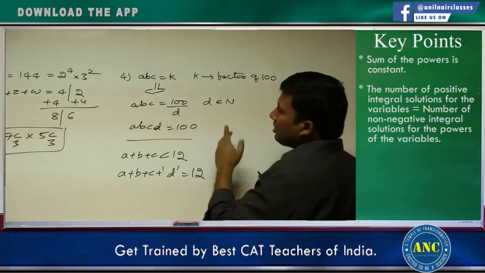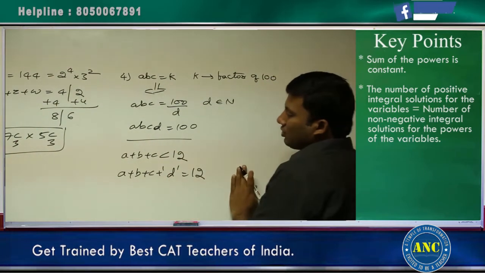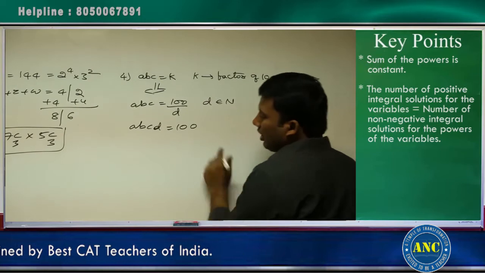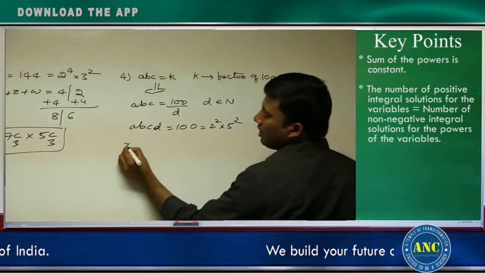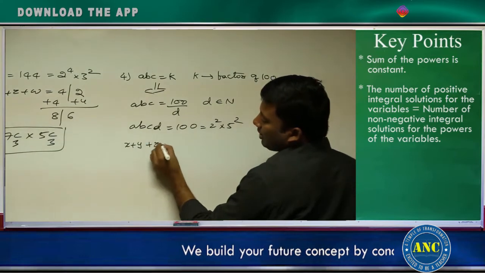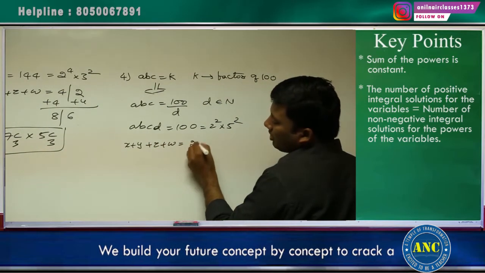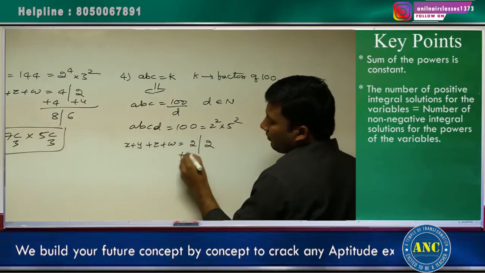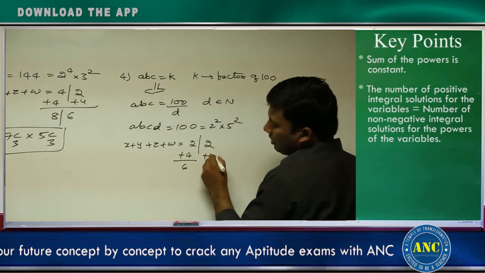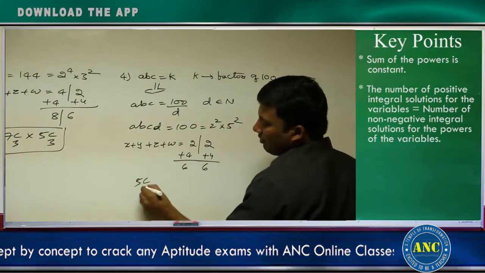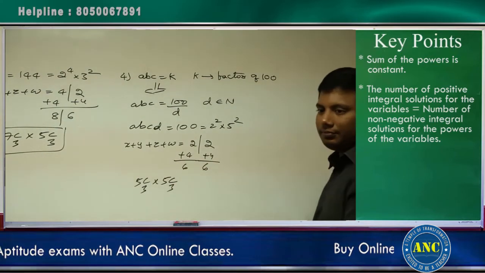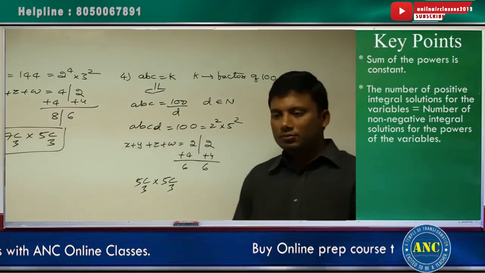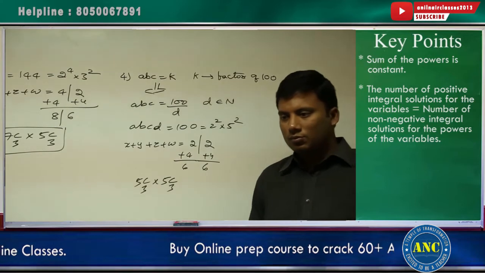Right? So since any factor of 100 is covered, what will be the answer for this question? 100 will be 2 square into 5 square. How many variables are there? 4 variables. X plus Y plus Z plus W is either 2 or 2. Plus 4 is 6. 6 will be 5C3 into 5C3. Clear?